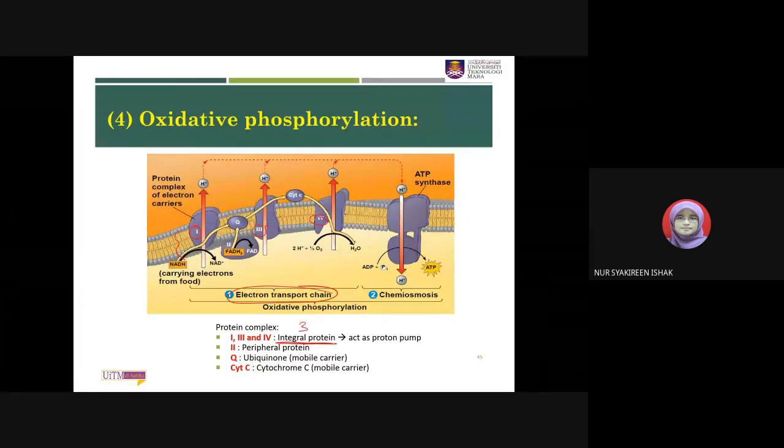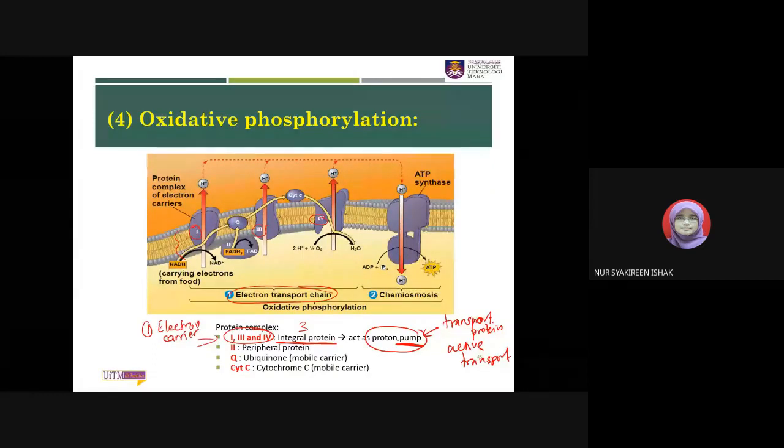Ini chapter berapa? Chapter 3, ingat. Integral proteins are proteins that are embedded in the phospholipid bilayer. So this protein complex, apart from it has role as electron carrier, another function of this protein complex 1, 3 and 4, they also function as proton pump. Okay, ingat bila awak jumpa perkataan pump, maksudnya dia merupakan protein carrier, transport protein yang terlibat dalam aktif transport.